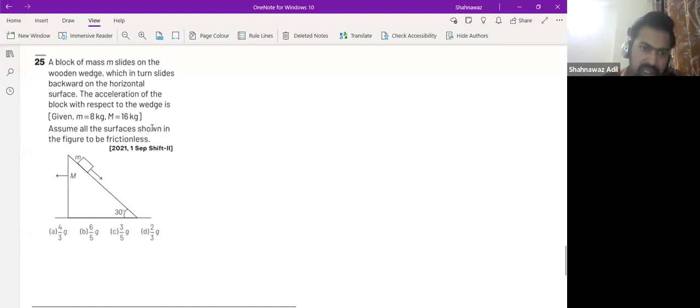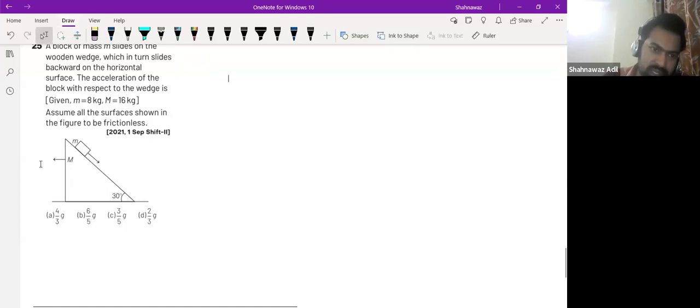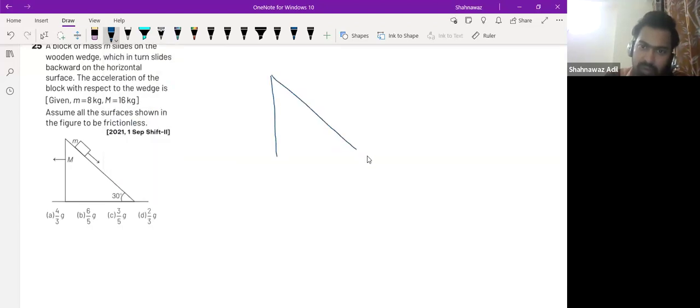But first, let us find out the relation of acceleration for this mass, which is moving in this direction, right? So first case is that only the wedge is moving.